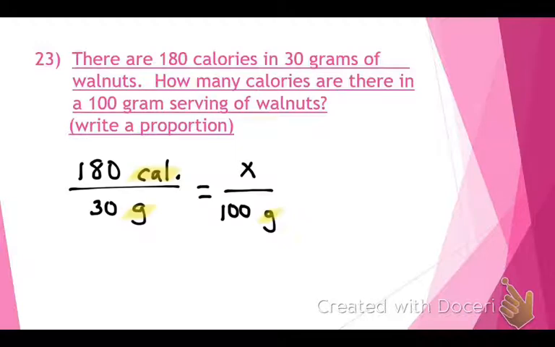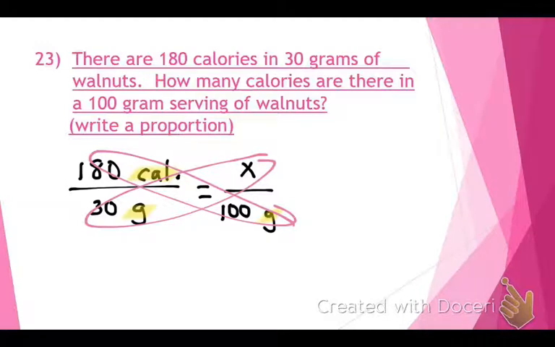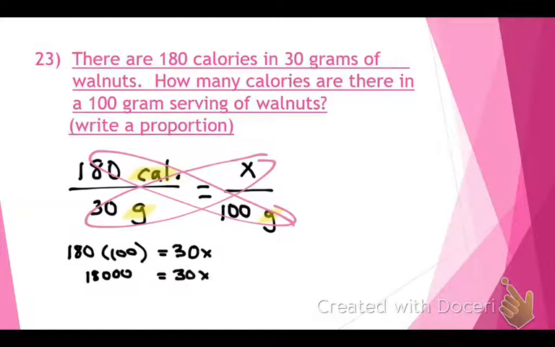I'll use cross products. Okay, she chose to do cross products, so she's going to be multiplying this by this. Tell me how you did it. 180 times 100 equals 30x. Okay, then what? 18,000 equals 30x. Good job. Then what? Divide by 30 on both sides. Good job. You want to get that x all by itself. This will cancel out, and what's your answer? 600 calories.